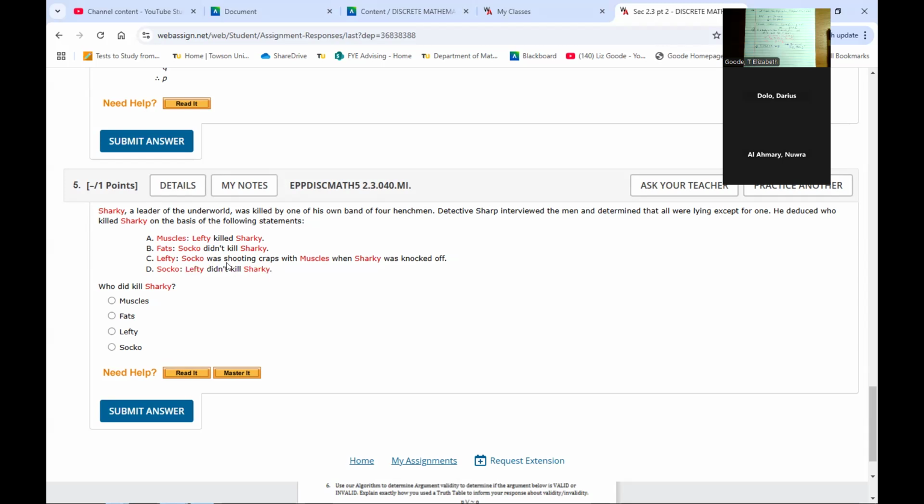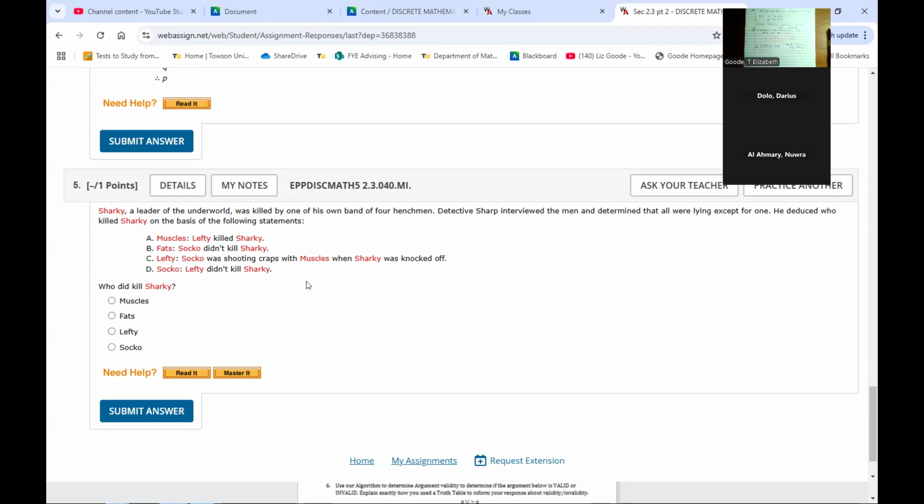So I have a question. Yeah. So what about Lefty's statement? What is Lefty saying? Because he or she mentions two people in her statement. It kind of sounds like those two people, Sacco was shooting craps with Muscles. I think Lefty's saying these two people were busy doing something else. So he's saying neither one of them killed Sharky.